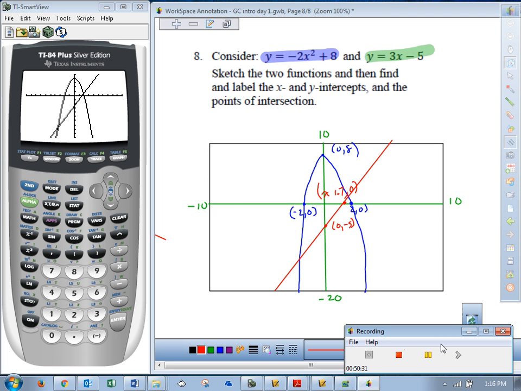So if you want to find the intersection, you do the same concept. Second, calculate choice 5, which is intersect. And it's asking you, what are the two curves that you want to intersect? Where are they? First curve, y1, hit enter. Second curve, y2, hit enter. And now this guess becomes important, because isn't there more than one place of intersection? So it's going to find the place of intersection that your cursor is closest to. There's two places, right here and right here. This one will calculate the one that it's closest to. Wherever my cursor is, it's going to find that one.